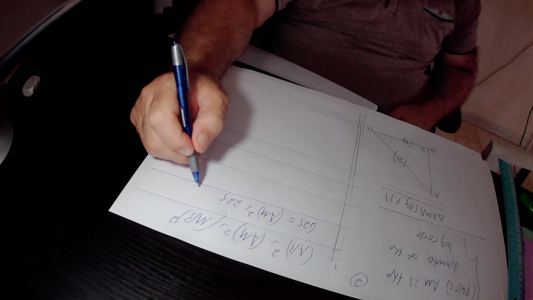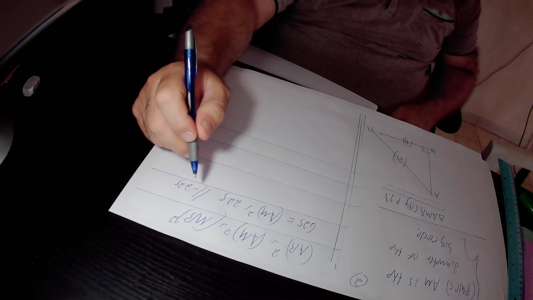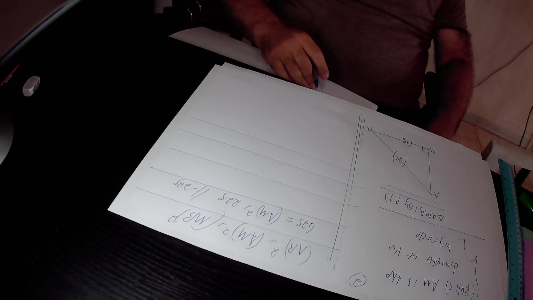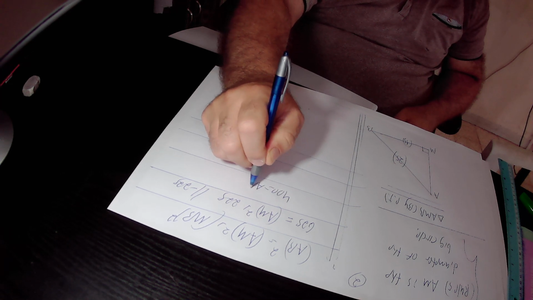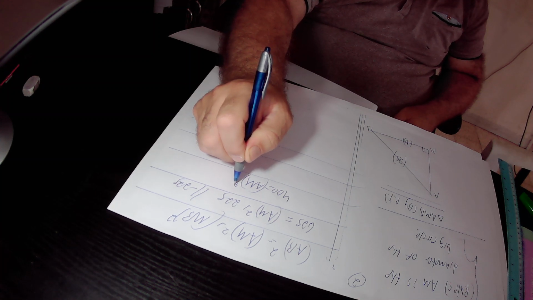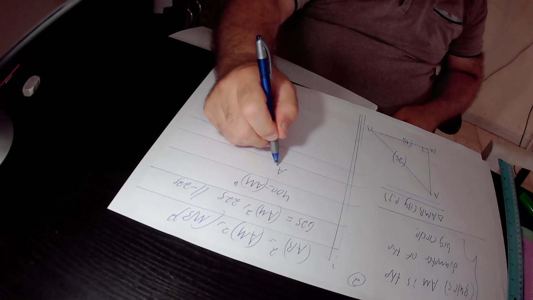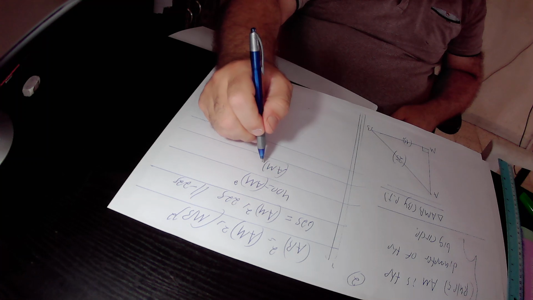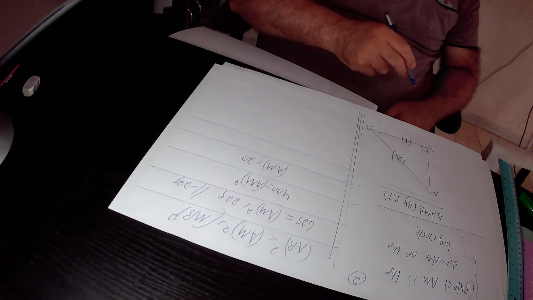Here we subtract 225 from this equation, and we get that 625 minus 225 is 400. So 400 equals AM squared. Here we take the square root of this equation, and we get that AM equals the square root of 400, that is 20 units. So AM equals 20 units in its length.